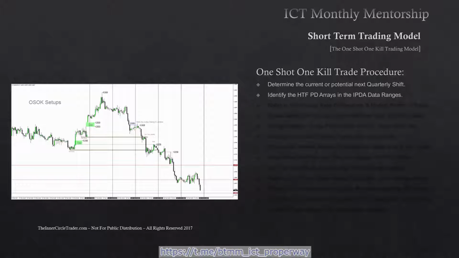We're going to identify the higher time frame PD arrays in the IPDA data ranges. Again, that's content from January. We're going to refer to the interest rate differentials and market profile of the rates.